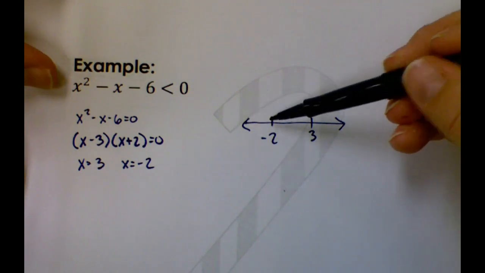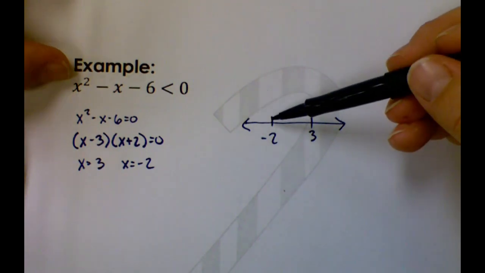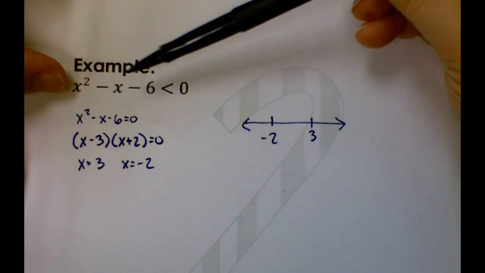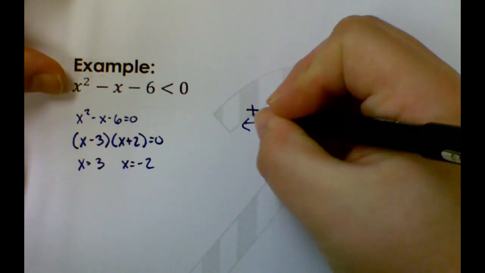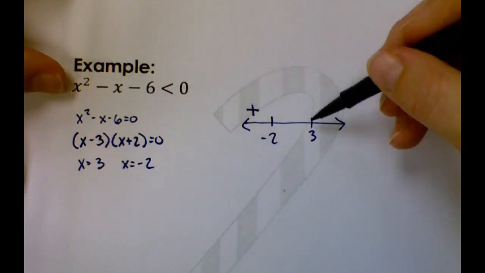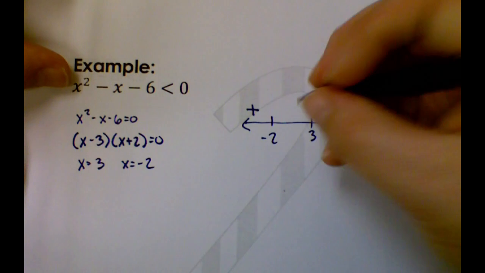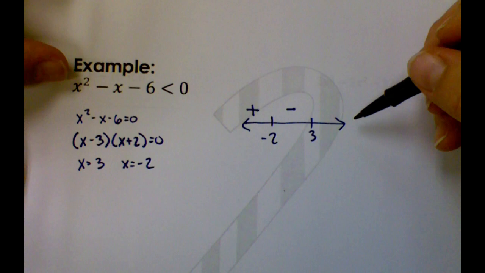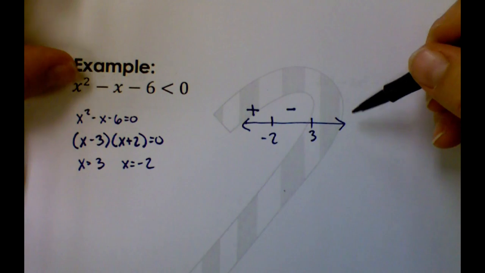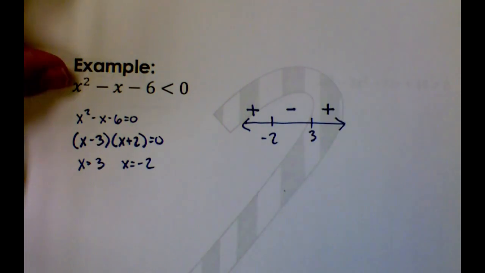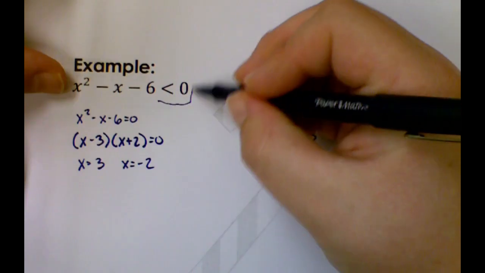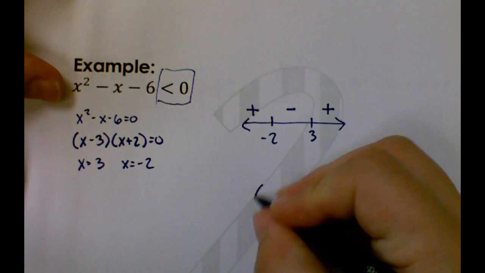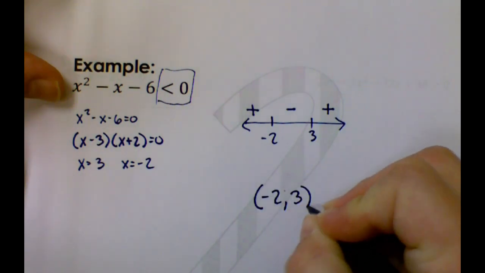Try something in negative infinity to negative 2 in my original function. I like negative 3. I get 9 plus 3 minus 6, which is a positive number. Something between negative 2 and 3, I like 0, I get negative 6. And something bigger than 3, I like 4. 16 minus 4 minus 6 is still positive. Well, for my solutions, I need less than 0, so that's anywhere that I got a negative. So that is negative 2 to 3.